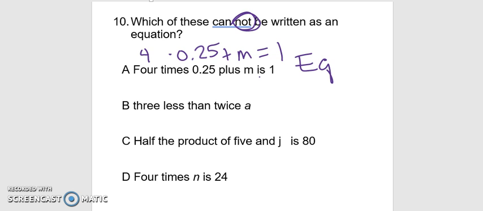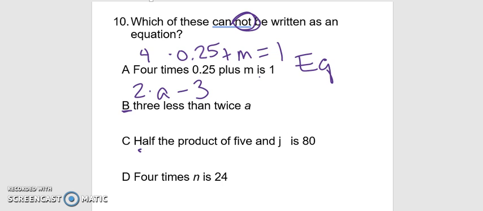Letter B says 3 less than twice a. So 2 times a minus 3. There's no word that tells me that there should be an equal sign there. So there's no equal sign. So that might be our answer, but I just keep going to make sure.